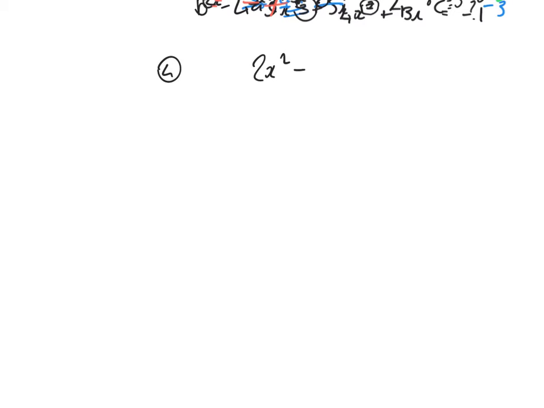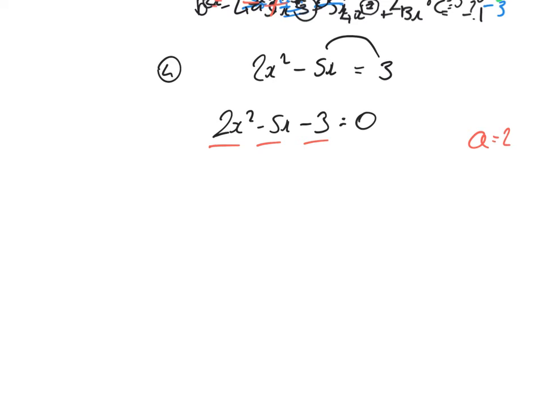Example 4. 2x squared minus 5x equals 3. First move, you need to make it equal to 0, so you need to bring that 3 across, make it minus 3. So that's 2x squared minus 5x minus 3 is equal to 0. Then you get A, B and C. A is 2, B is minus 5 and C is minus 3.